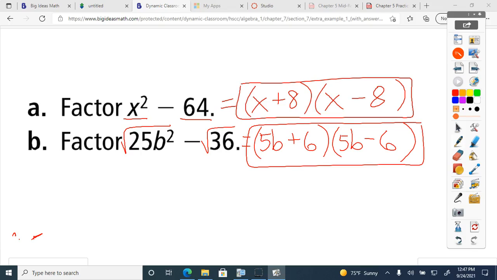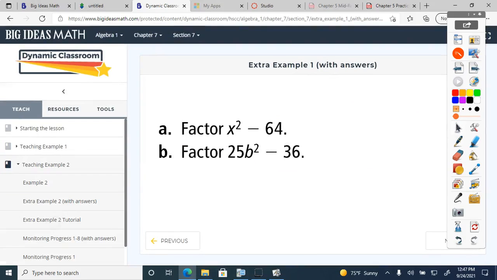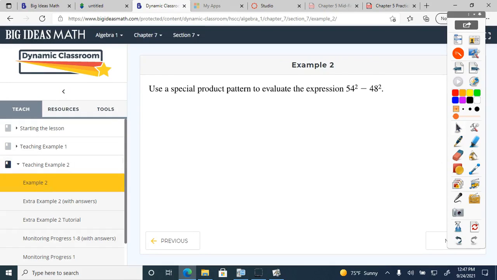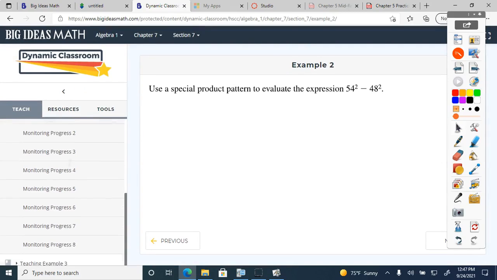Everybody good on the first example? I think so. Let's do another. Example 2. We're going to skip example 2. I'm not going to make you do any of that. We're just gonna yeet those out of the way.